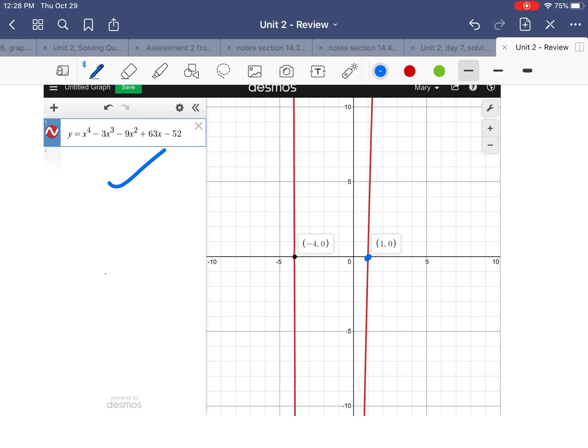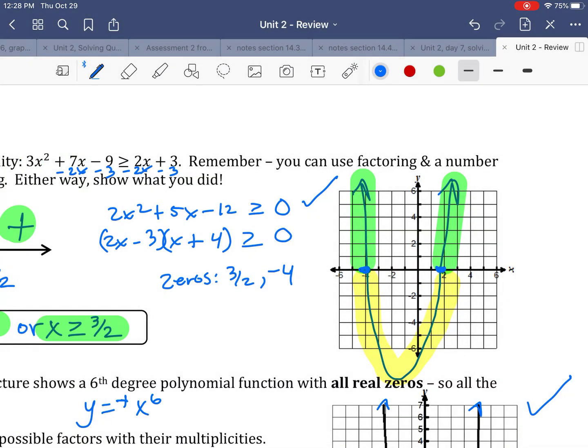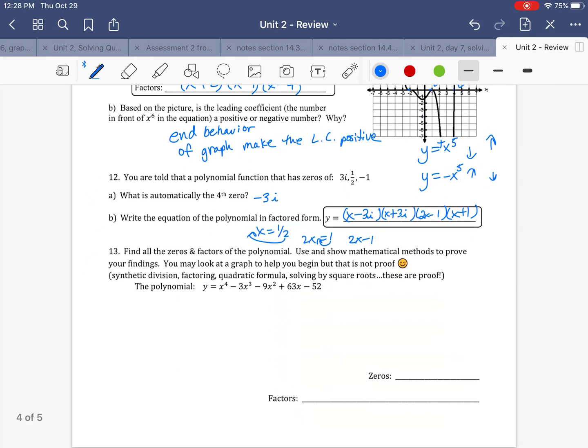All right, so look, it's crossing at 1, it's crossing at -4. And when I zoomed out and zoomed in, there was nothing else to see. So that means my other 2 answers are imaginary. So I should know to expect that when I work this out. All right, so here we go.